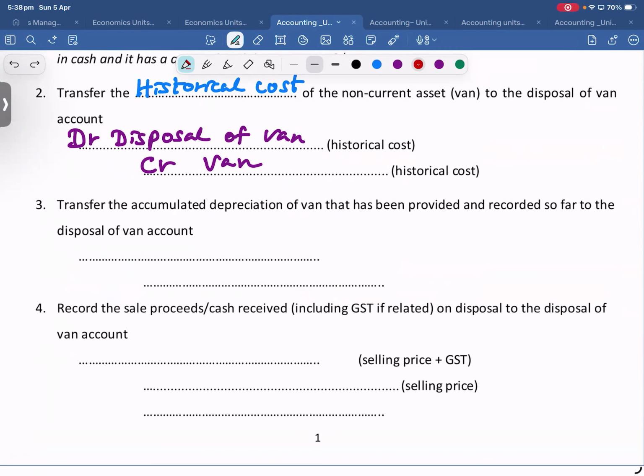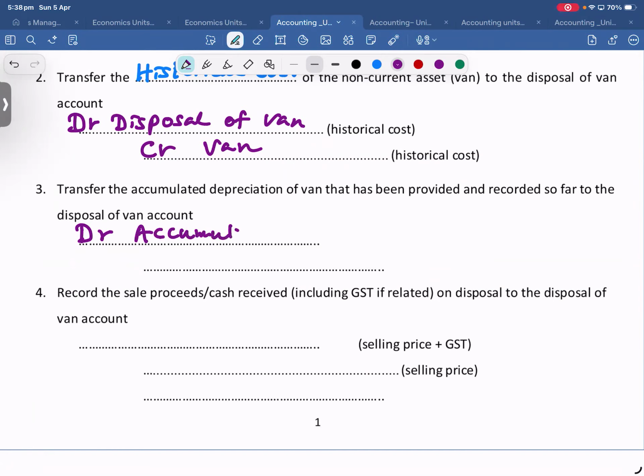Okay, guys. Right, now next one, transfer the accumulated depreciation. Accumulated depreciation, anybody can tell me the double entry? What balance do we have? Accumulated depreciation is a negative asset, so it has a credit balance, yes? So then you debit accumulated depreciation of van, and where do you credit? Disposal.